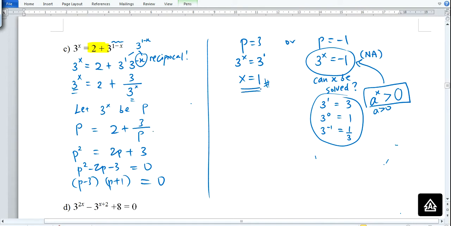So there is only one answer. Now, how about 3 power half? Would you get a negative number? No, right? 3 power half, you will get square root 3. Even if the inside is negative, it is not possible to have a square root of a negative. So this is not possible.